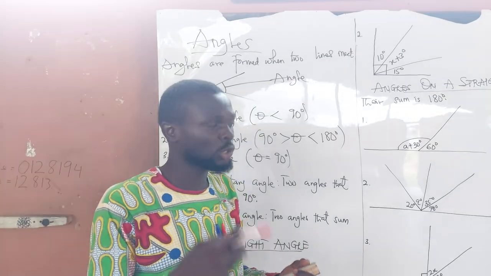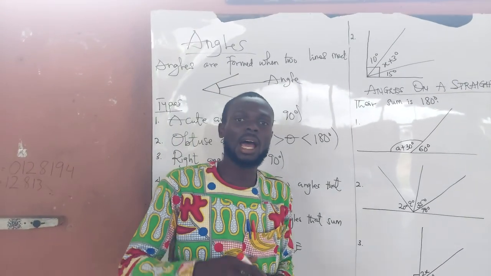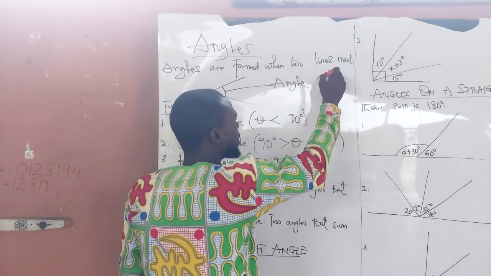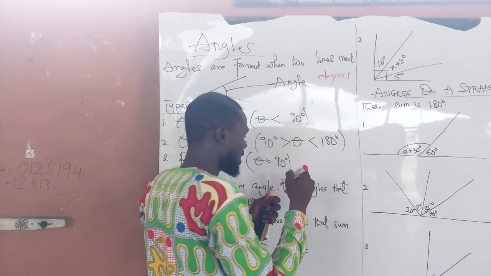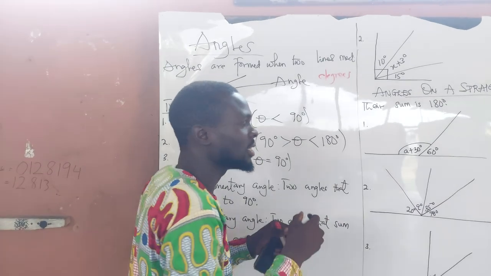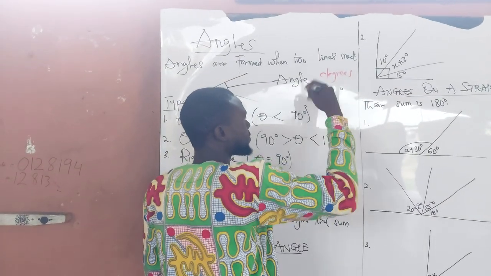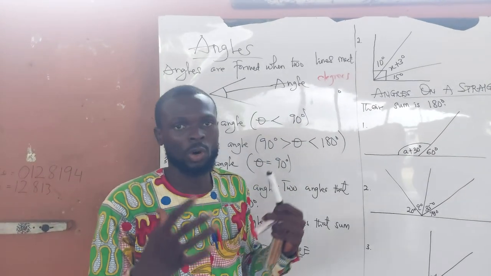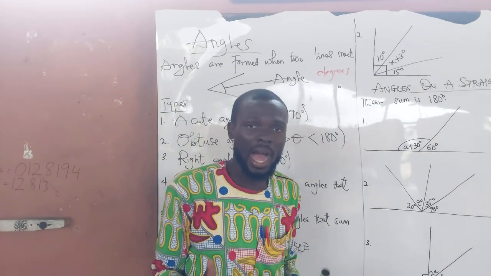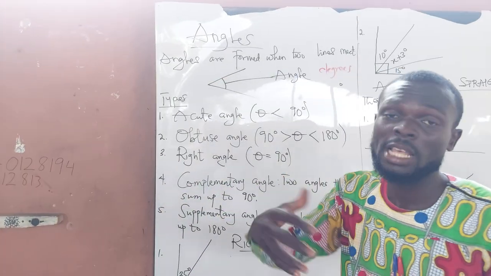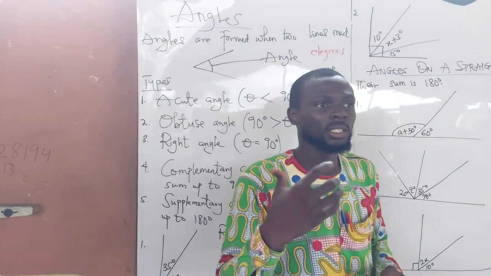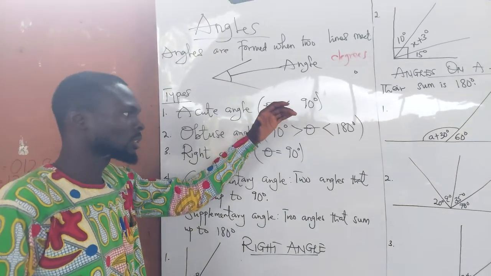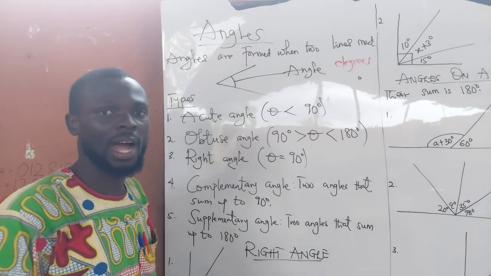Also, what we should know is that angles are always measured in degrees, written in the form of a 0 as a superscript on the right of the number. That is how angles are written, or how angles are measured in degrees. Good. So let's quickly glance through the types of angles.